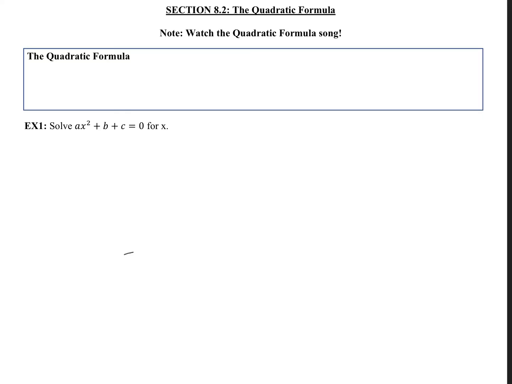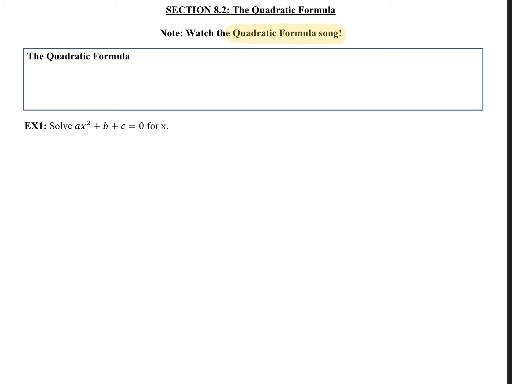Welcome to section 8.2, the quadratic formula. More than likely you have heard of it, and if not, don't worry, we'll go over it. One resource I will be posting in La Lima is the quadratic formula song. It's a fun song that helps you memorize it, so you don't have to be looking it up or writing it down all the time. Having it memorized makes things way easier, especially on the exam. You will need to have it memorized. It is not given to you on the exam.